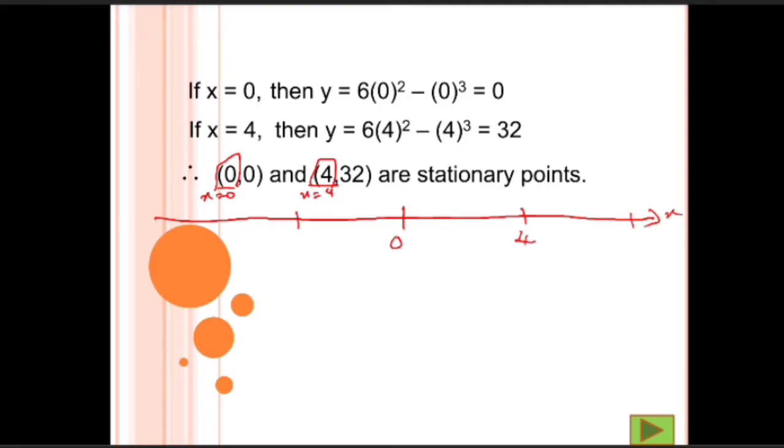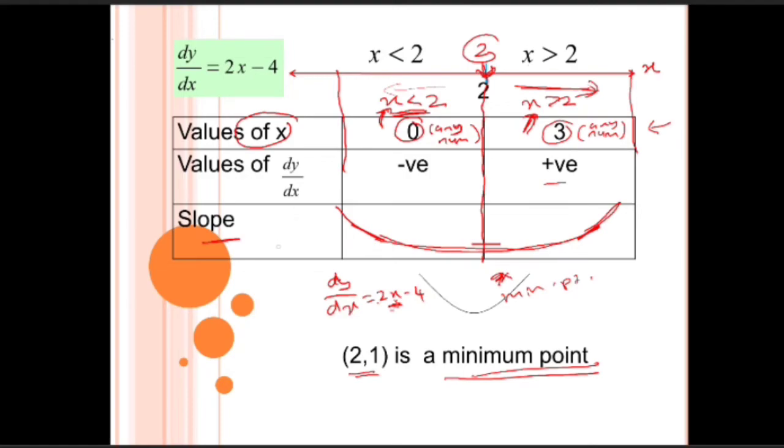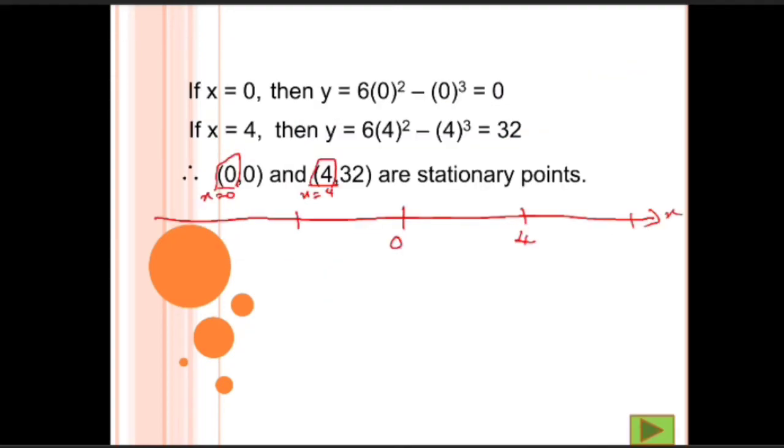Now we have two values of x. So we are not going to have 3 columns like the question before. Since we have 2 stationary points, we will have more columns. So how are you going to draw your columns? After you have drawn the numbers 0 and 4, add one more line after 4 and one more line before 0. After that, just extend your lines.